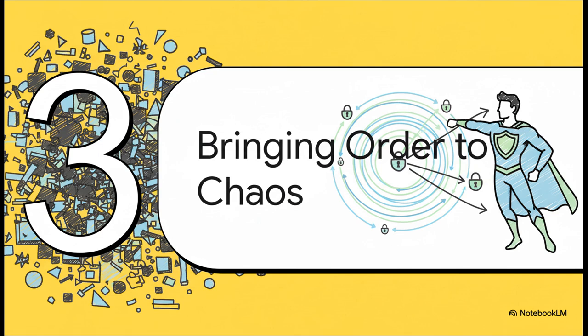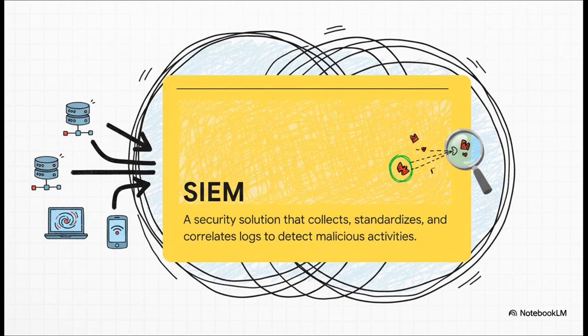Well, this is where the hero of our story enters the picture. It's called a SIEM, which stands for Security Information and Event Management. And to put it simply, it's a security solution that's designed to solve all the problems we just talked about. It collects, it standardizes, and it connects all those different logs to automatically spot the bad guys.